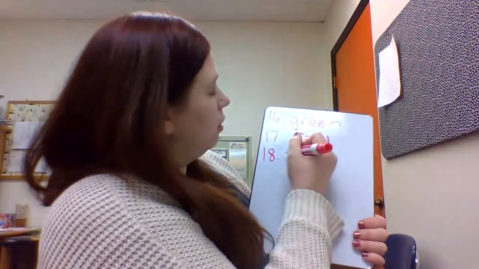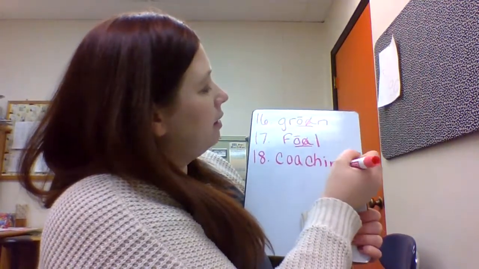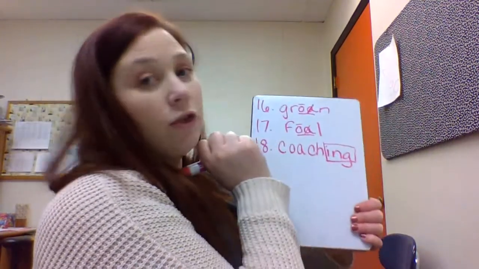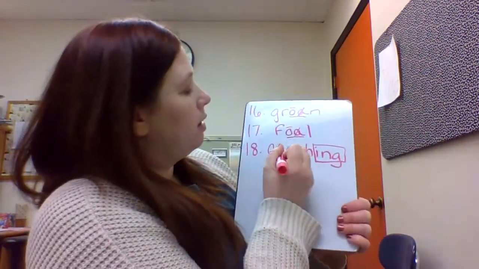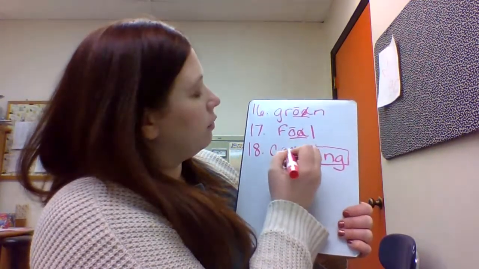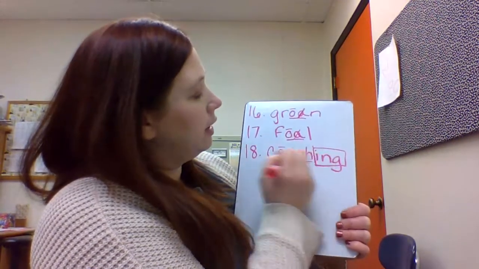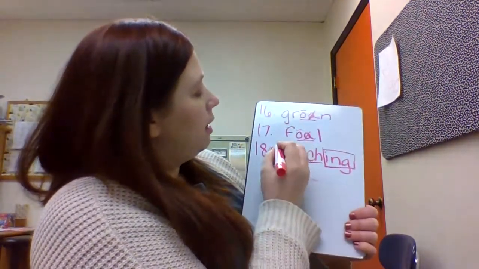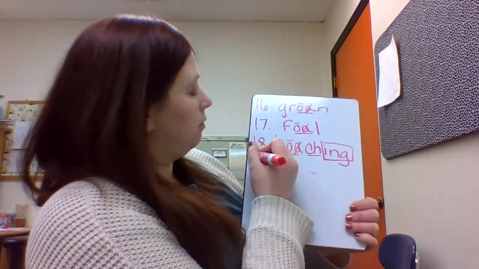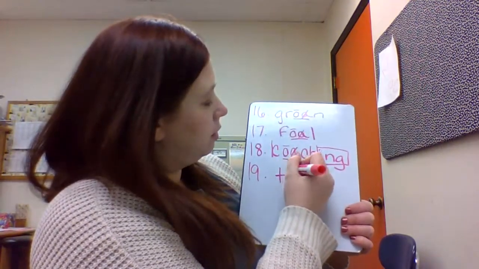Number 18, coaching. Here we have this ing suffix. See, that word could look a little intimidating, but we know ing is a suffix, and we're just going to box it off. We're going to underline our OA digraph, cross off our A, and macron on our O, underline our CH digraph, and then our C gets a K back because it makes that K sound at the beginning, right? Number 19, throat.